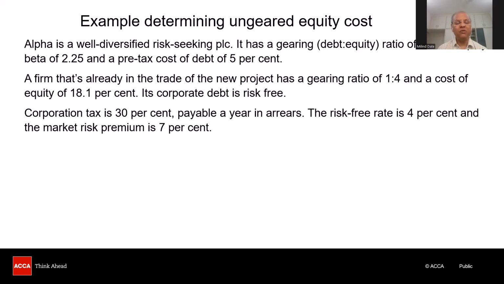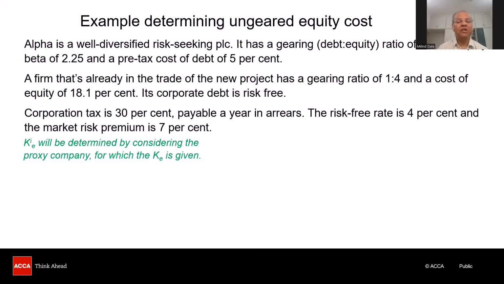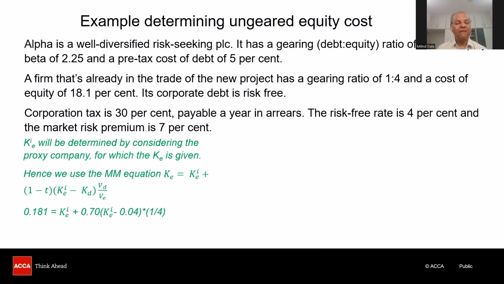Now, what you need to do, I'm going to show you both ways in which you can calculate the cost of ungeared equity. First, let us use the equation where cost of ungeared equity will be determined by considering the proxy company for which the cost of geared equity is directly given to us. So if you input the numbers in the equation, you will be able to solve it and get the cost of equity of 16%.